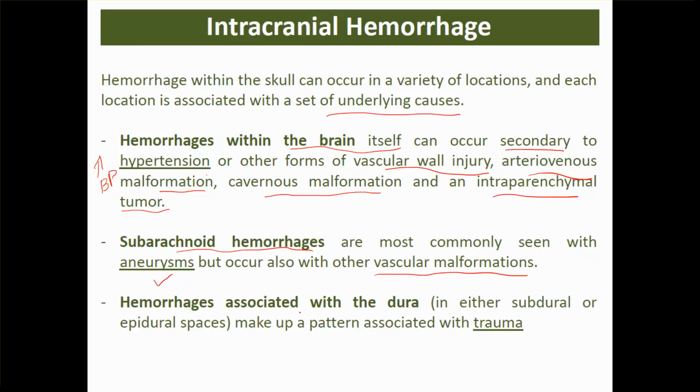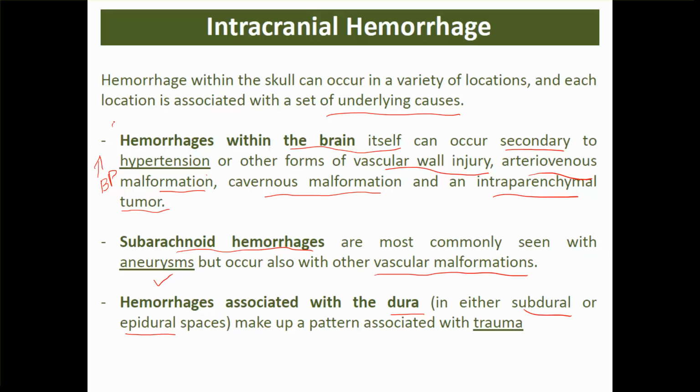So hemorrhages associated with the dura are either called subdural, that is below the dura, between the dura and arachnoid, or epidural, that is above the dura, between the dura and the skull, and they make up a pattern associated with trauma. So there are three types of hemorrhages we are noticing here.